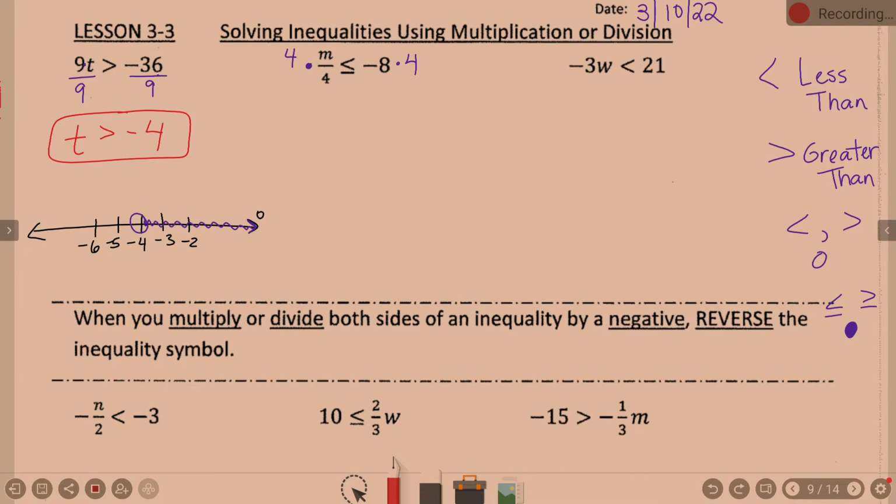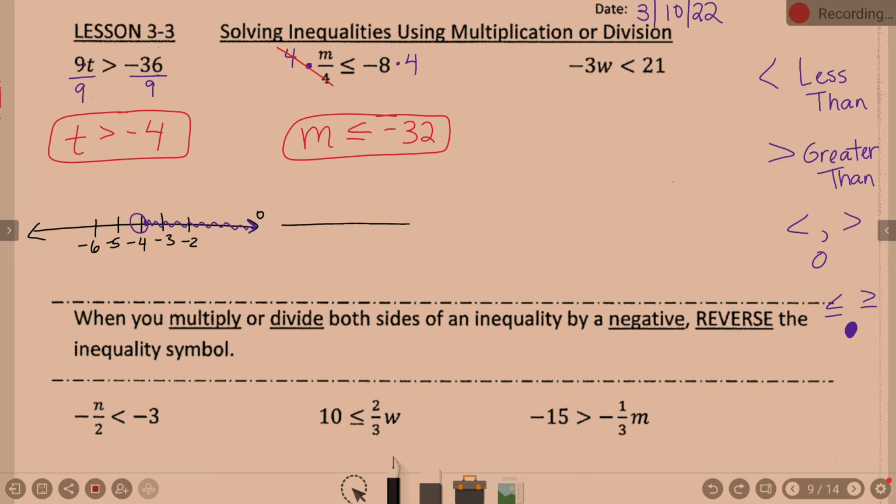On the left, when you multiply by 4, they cross out, and we're left with M. Not equals. You keep doing this. Do I have any reason to change that sign? No. So we're just going to carry it down. -8 times 4? -32. And if you need the calculators and you haven't grabbed them, then by all means, grab them.